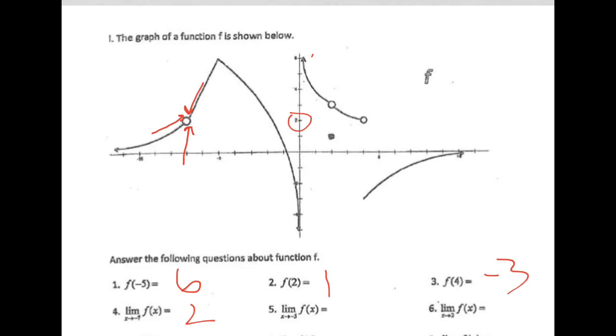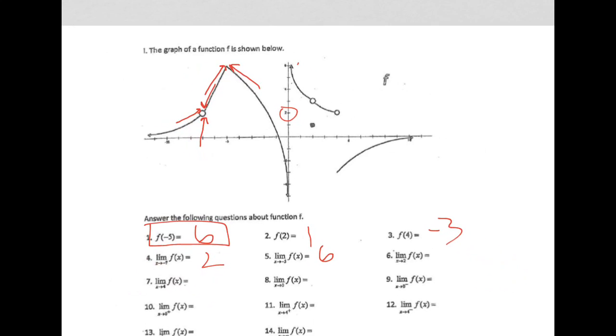As x approaches -5, we're going up to the top of that shark fin that we've already found the value of. From the left and the right, it's going to the same point, which is 6. Notice that the value of the function is 6 at x equals -5, and the limit as x approaches -5 is also 6. That is our definition of continuity.